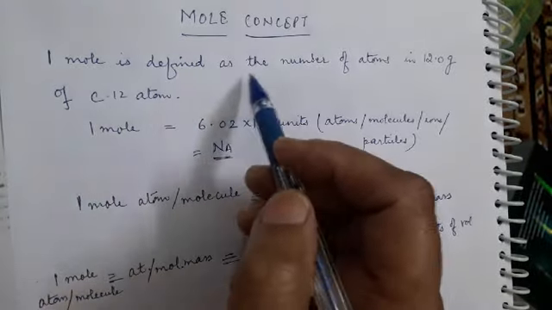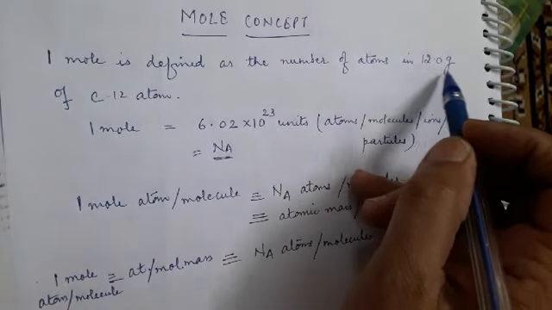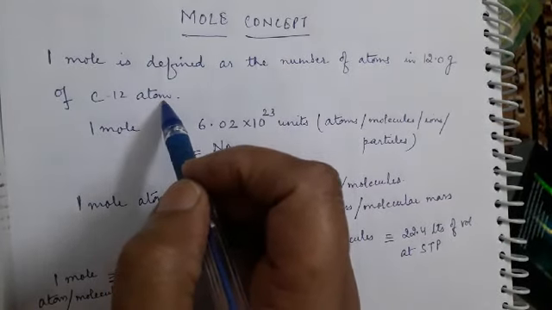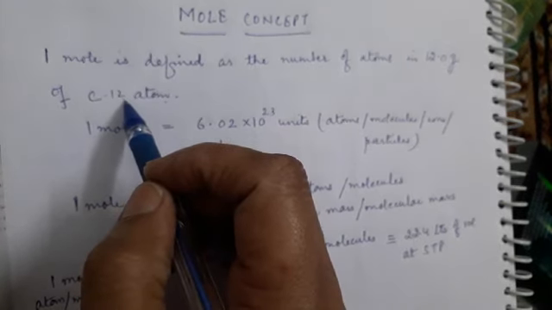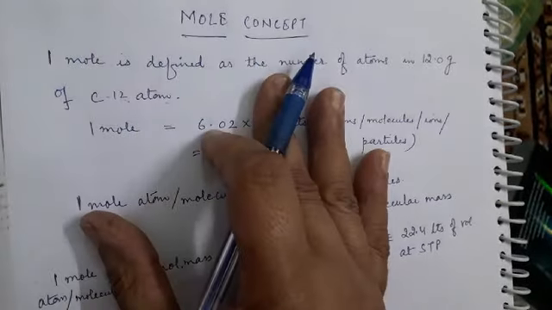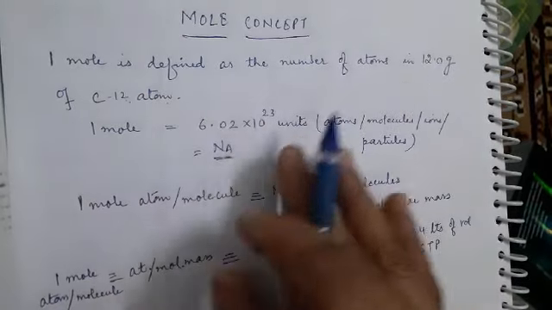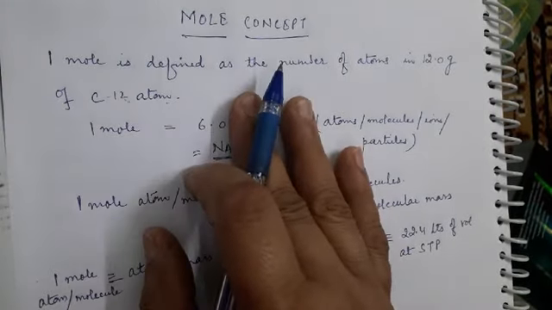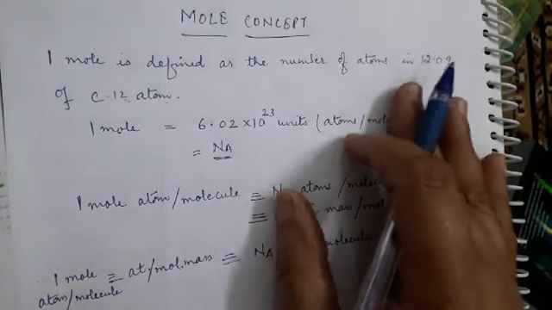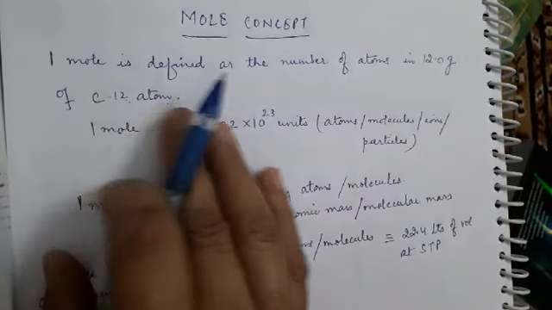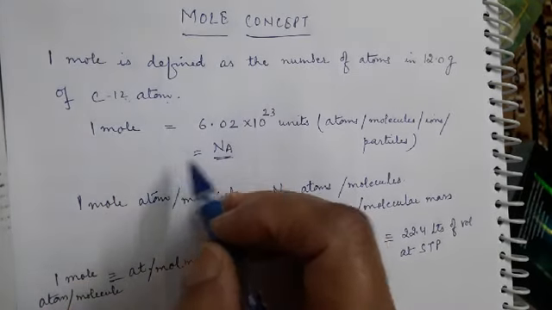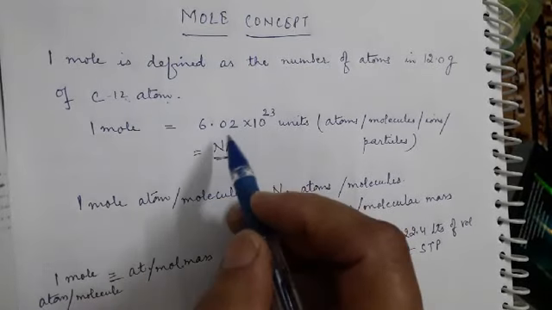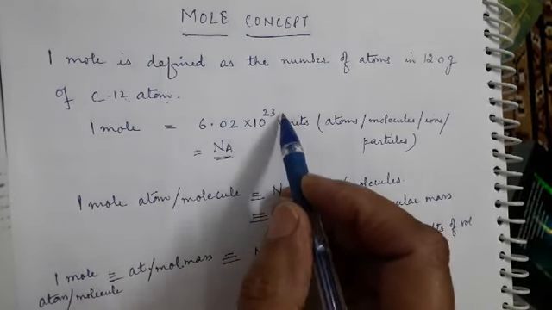A mole is defined as the number of atoms in 12 grams of C12 atoms. C12 atom is taken as a reference atom, and we see how many atoms are present in this C12 isotope of carbon. That number is called 1 mole of unit. 1 mole is defined as the number of atoms in 12.0 gram of C12 atom. And we know that 1 mole is equal to 6.02 into 10 to the power 23.